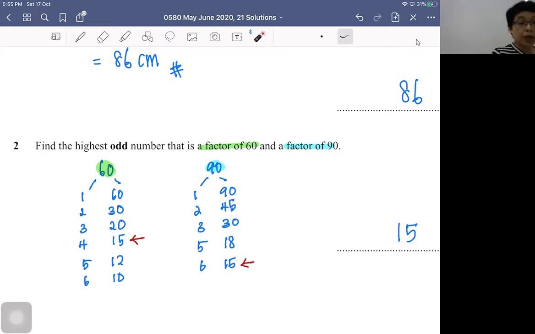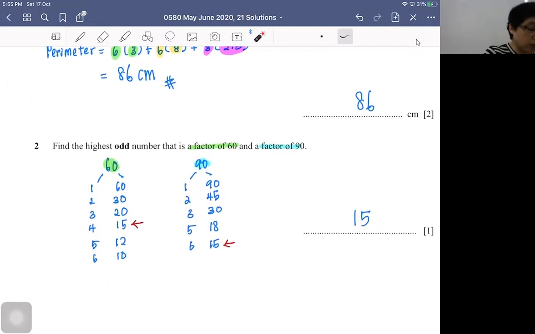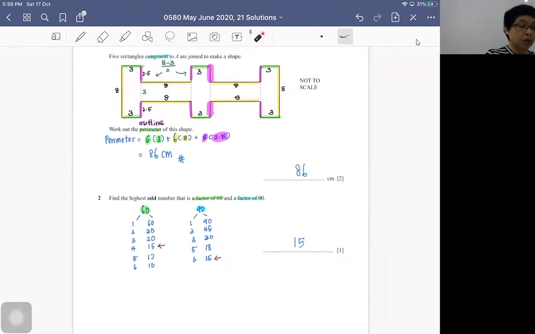Once we've done that, we scan through all of them. The first thing they put in bold print is odd number. We are looking for odd, and with the second criterion, the highest odd. By scanning through, you notice that the highest odd factor of 60 is 15. And they want the highest odd number that is true for both numbers, 60 and 90. Therefore, we get the answer 15. And we move on.